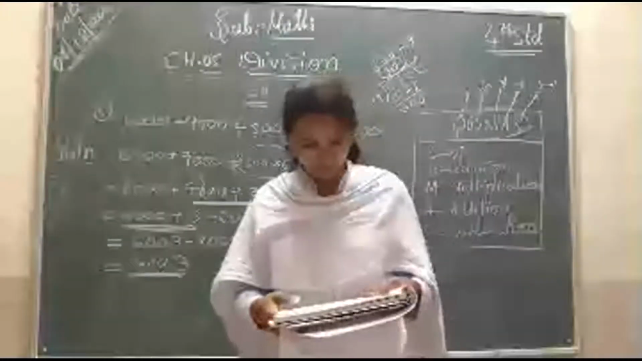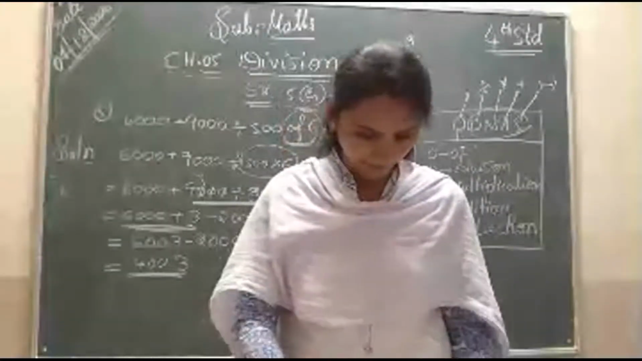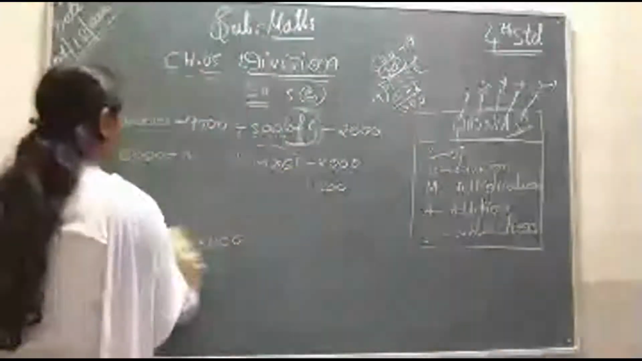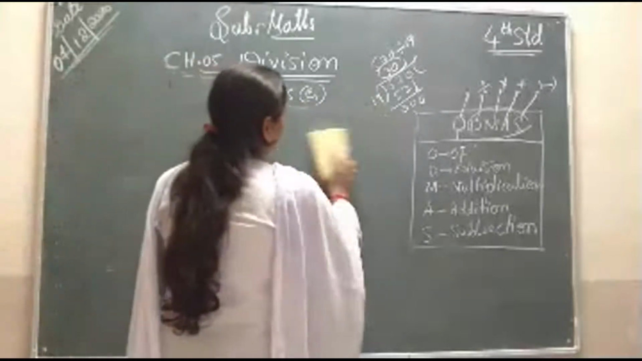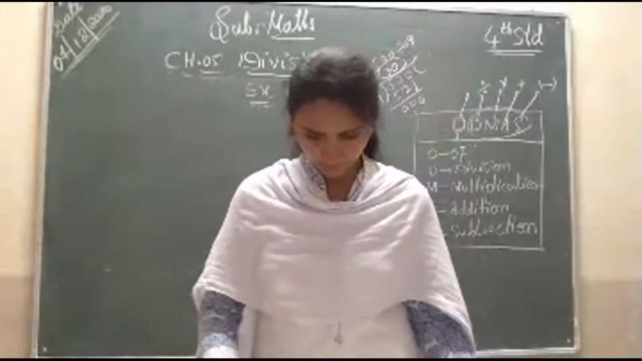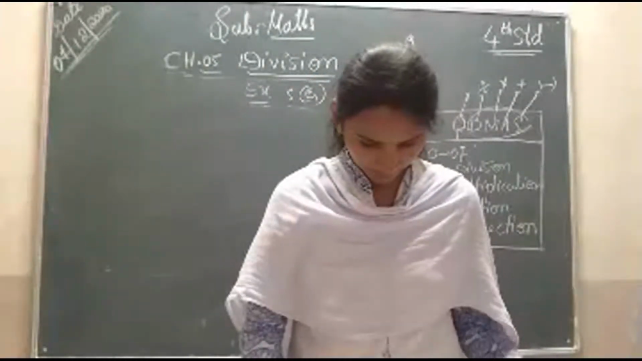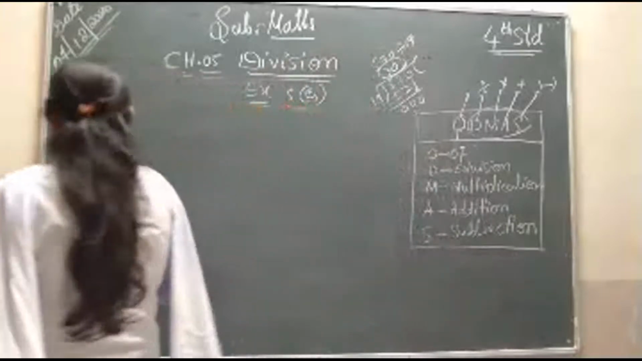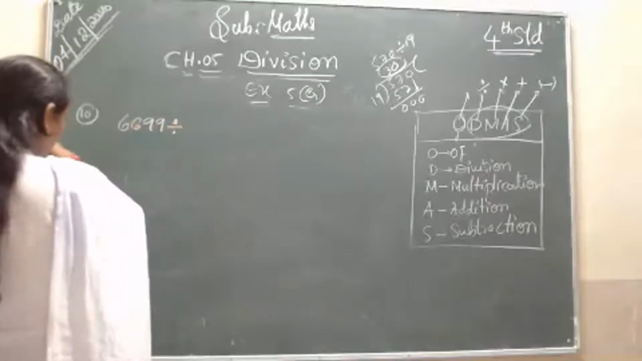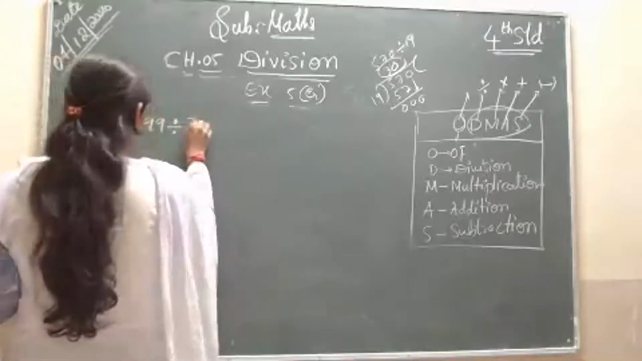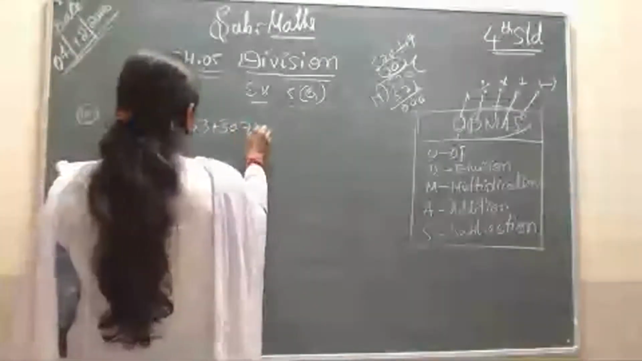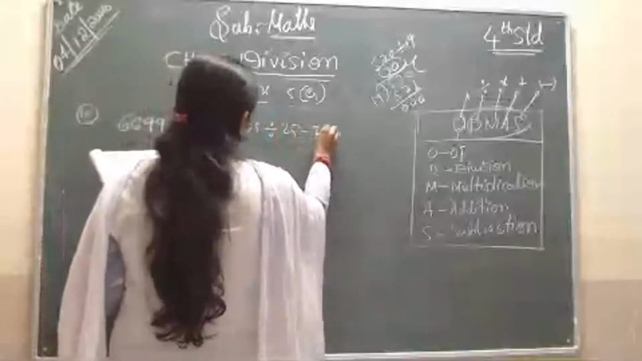In this last question I will show in this exercise, the 10th one. Can you see? The remaining questions you solve on your own. That is the 10th question. 6,699 divided by 3, plus 3,075 divided by 25, minus 203.